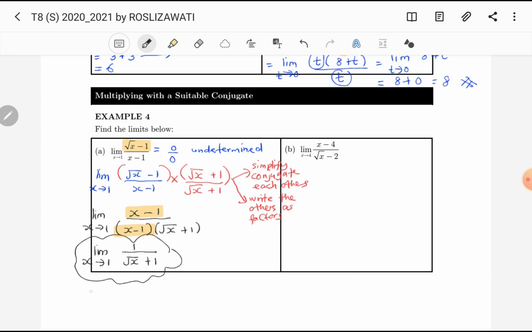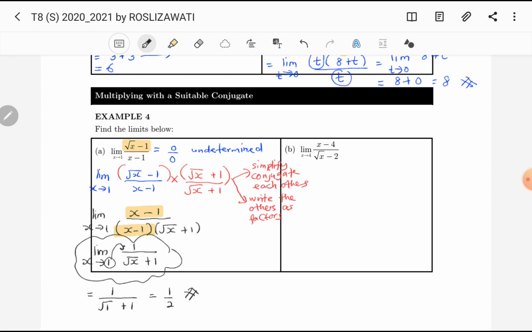Okay. So, the last step, we substitute 1 into the function. And we don't have to write limit. Tak perlu dah nak write limit tu. So, substitute 1 over root 1 plus 1. So, the answer is half.